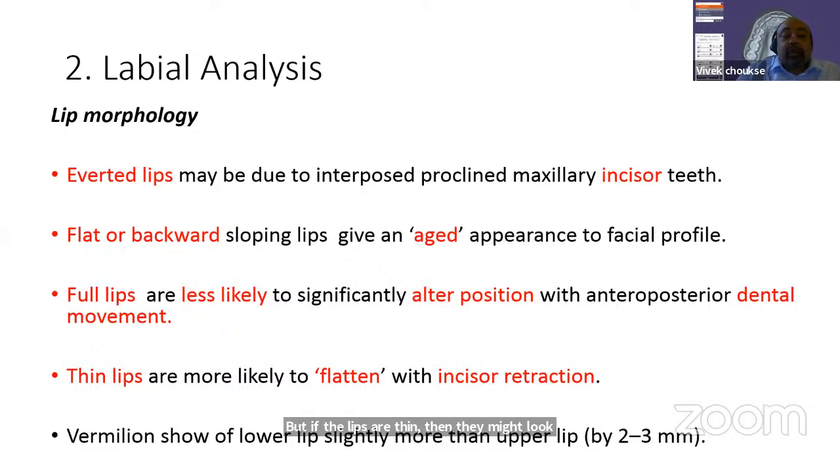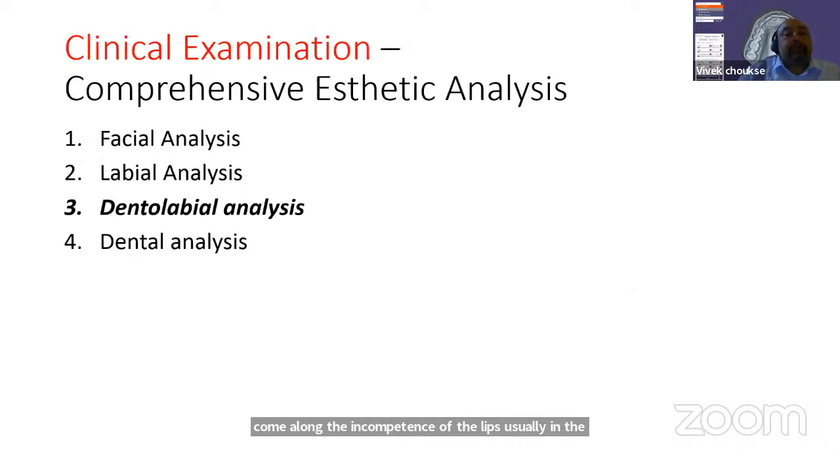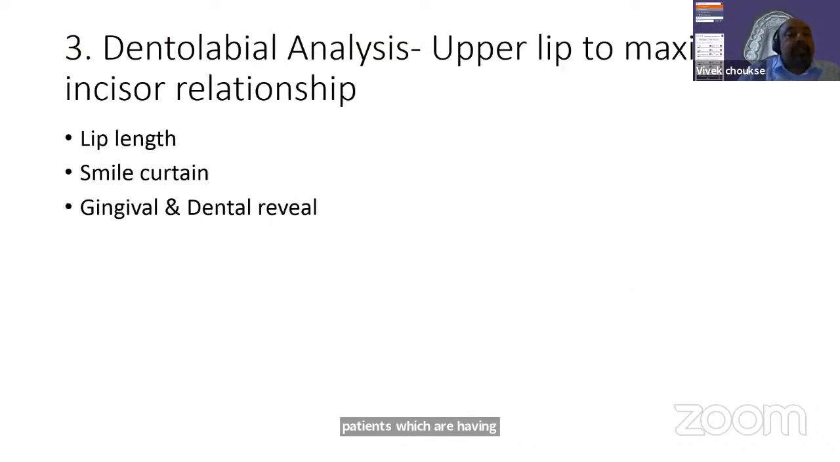The vermilion show of the lower lip should be slightly more than the upper lip, by 2 to 3 millimeters. Coming to the lip posture, when the lips are held together at rest, they are known as competent lips. And usually we come across incompetence of the lips in patients who have maxillary protrusion. Coming to the dentolabial analysis, it is the relation of the upper lip to the maxillary incisors.